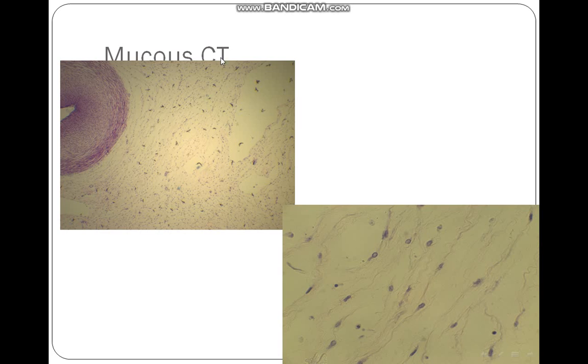Here we have a mucous connective tissue, which is a specific type of loose connective tissue. It is found within the umbilical cord. Here is the section in the umbilical cord. This is a part of the umbilical vessel. In higher magnification in this area, we can see this structure.